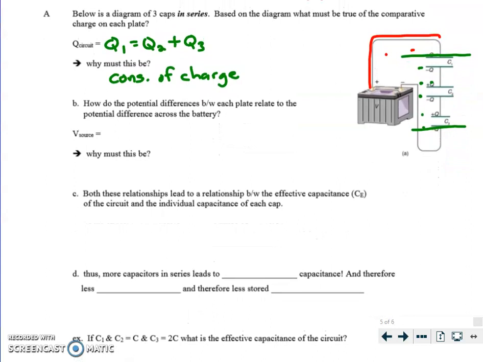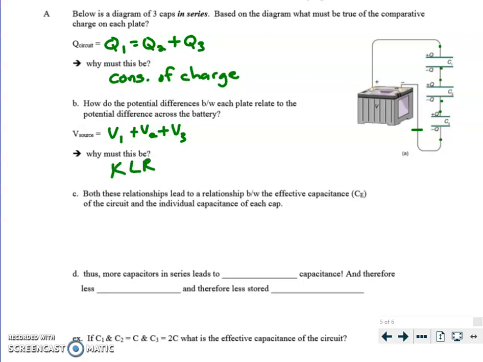Now, how about the potential difference? There's a potential difference across the circuit set up again by that voltage source. Like resistors in series, each one would have its own voltage jump such that they would add up to the whole. So the voltage of our source is equal to the sum of the voltages V1, V2, V3 across each capacitor. And why is this? It's conservation of energy, what I'm going to call Kirchhoff's loop rule, right? That's energy. And the charge rule is really just the junction rule.